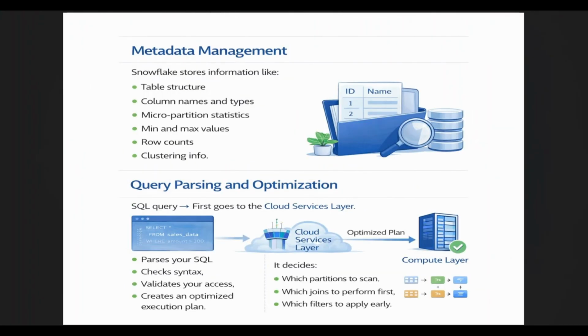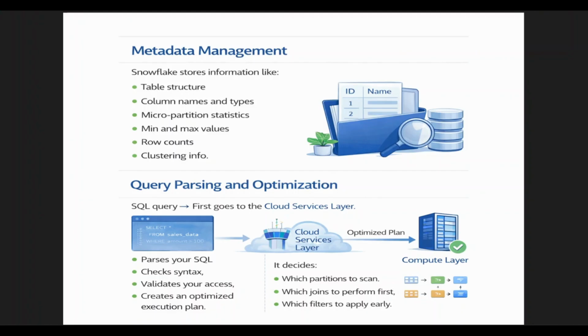Next is the metadata management. Metadata is basically data about data. Snowflake stores information like table structure, column names and types, micropartition statistics, min and max values, row counts, clustering info, etc. This metadata is not stored in the compute layer, it is managed by the cloud services layer. But why is this important? Because Snowflake uses this metadata to make smart decisions about how to run your queries efficiently.